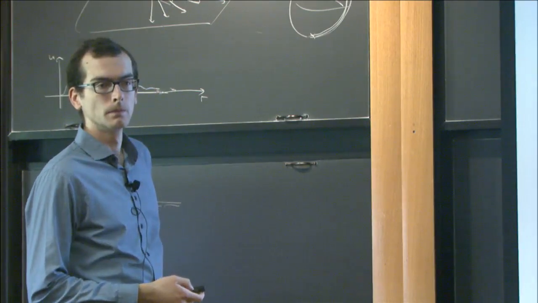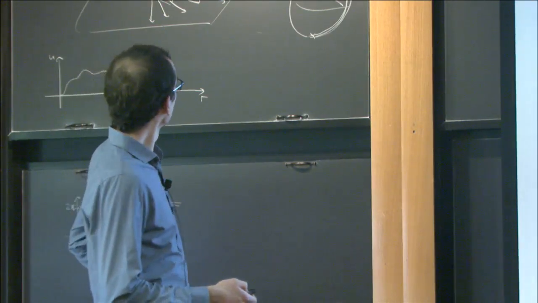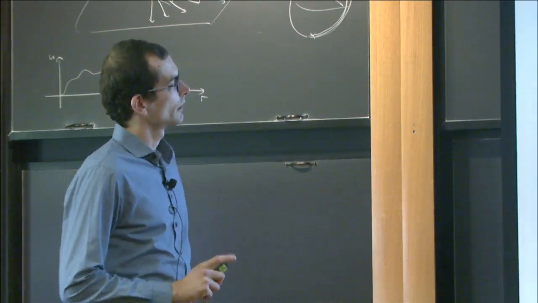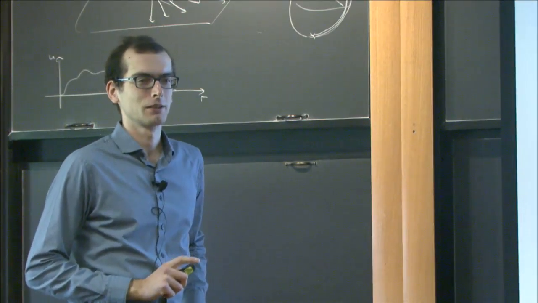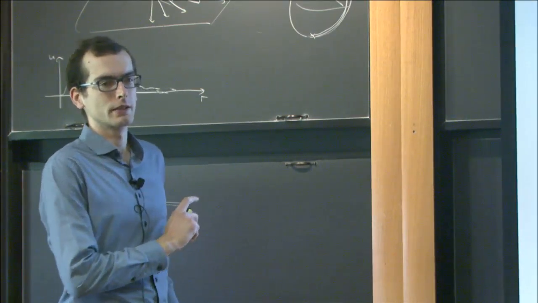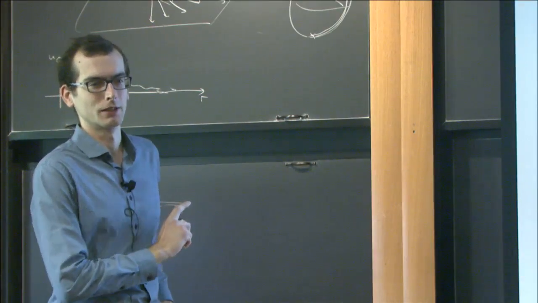What does this mean geometrically for the degree of the map? For the degree, it's a bit more delicate. I will come back to this. This implies that the degree is equal to 0, but it is not equivalent.